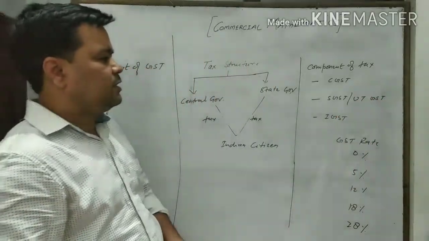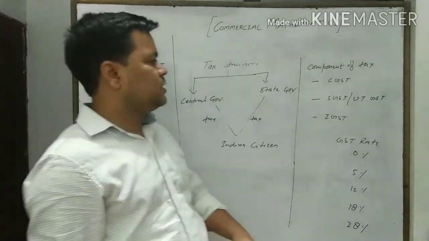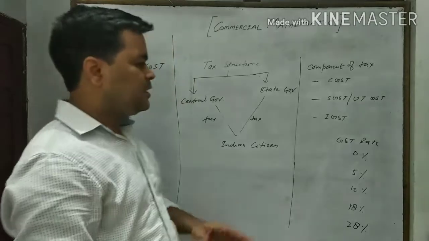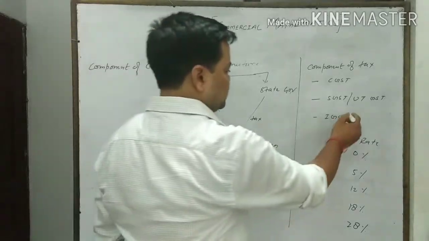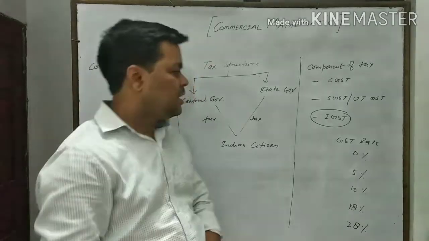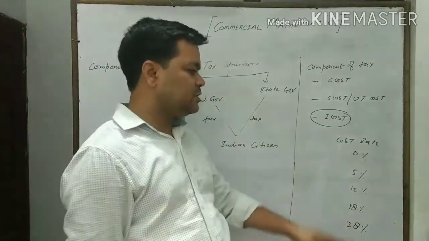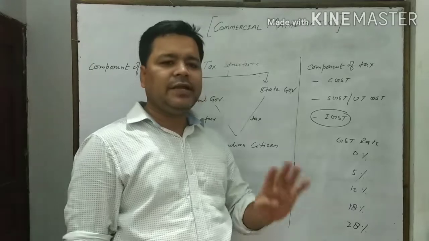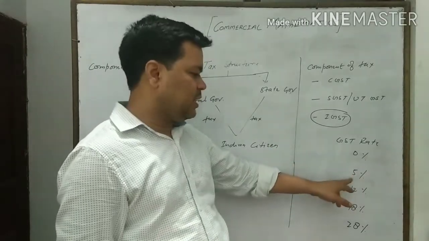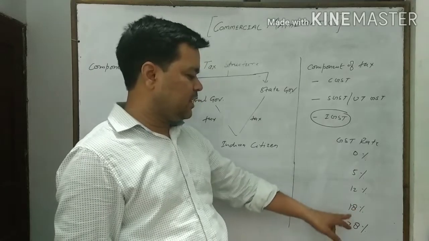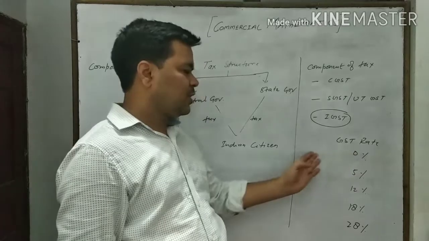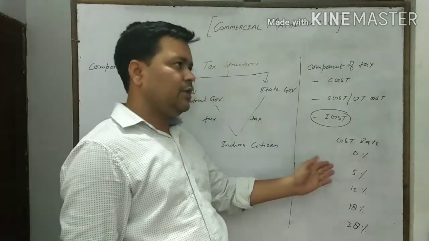Okay, but there are some conditions in which CGST and SGST is not divided. It is only IGST. That particular case we will discuss later. Here, the GST rate slabs are divided into 5 categories. First one is 0%, 5%, 12%, 18% and 28%.